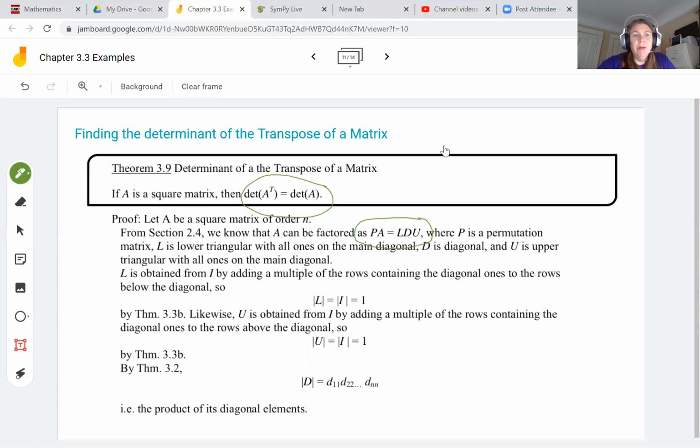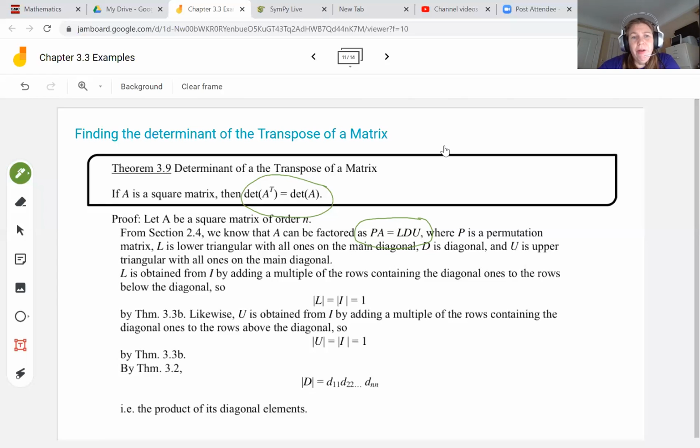All right, so you might remember back in section 2.4, we said not every matrix has an LU decomposition, but every matrix does have what's known as this LDU decomposition. So P is a matrix that does row swaps that we might need. So you can think about the fact that this applies to every square matrix of order n.